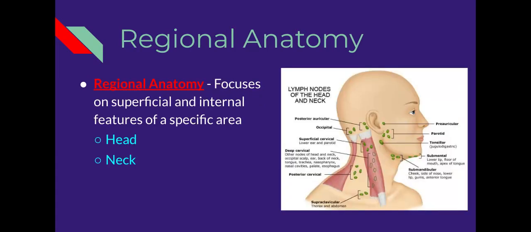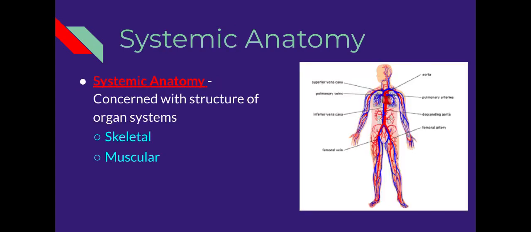Next one is regional anatomy. Regional anatomy is going to focus on a specific region, such as the head or neck. Now, there are some specialists, such as an ear, nose, and throat specialist, that are more regional anatomists. So they focus on anything that's in the head structure. Next one is systemic anatomy. Systemic should be easy to remember because it has the word system in it. So a systemic anatomist is going to look at structure of organ systems. Two examples of organ systems include skeletal and muscular, but there are also 10 others. And in the picture here, we have the cardiovascular system.